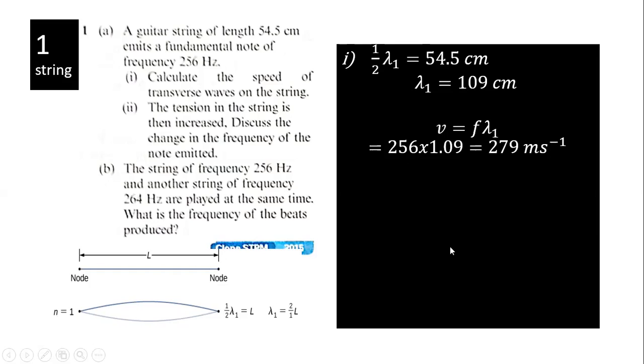The tension in the string is increased. Discuss the change in frequency of the note emitted. Okay, you can discuss with me. The tension increases. So what will happen?